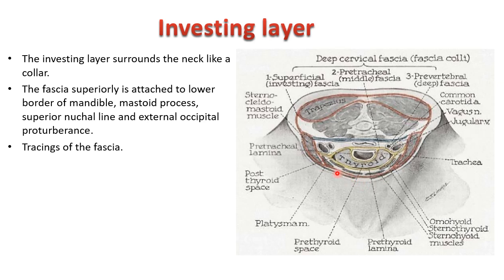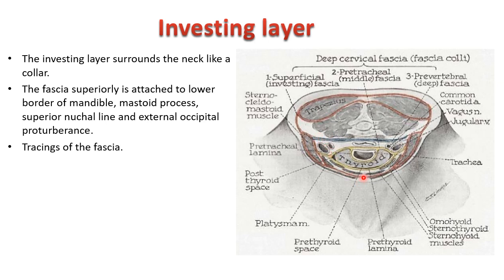Now let us trace this fascia, which you are able to see in the brown line. It is the investing layer of the deep cervical fascia. Immediately deep to it, the yellow-colored fascia is the pretracheal fascia, and more posteriorly, this fascia is the prevertebral fascia.